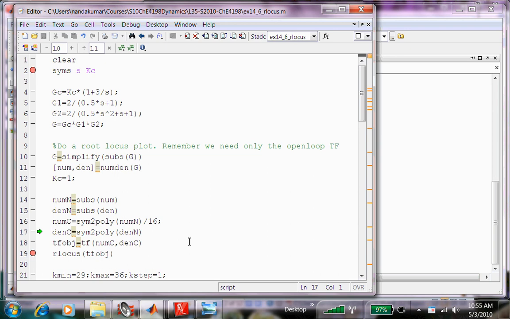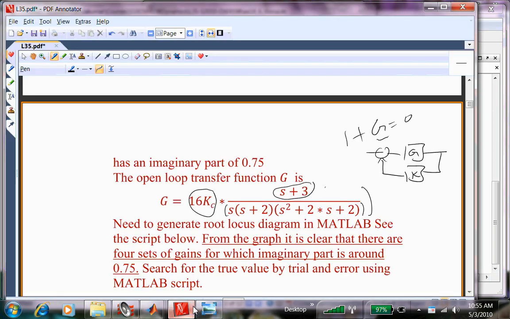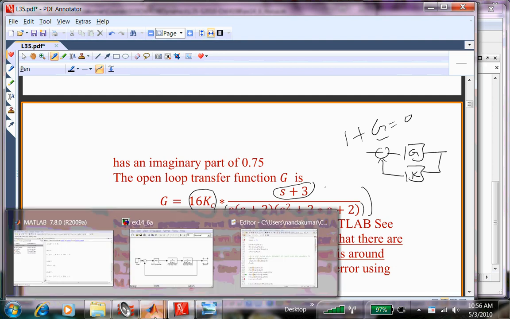Ah, good question. 16 KC there, right? So I'm just trying to take the 16 out so that what MATLAB will get is the combined factor, K. What I'm calling K in MATLAB, the gain will be 16 times KC. The plot will be scaled by that, it doesn't change the plot. The value of K on the graph will change.